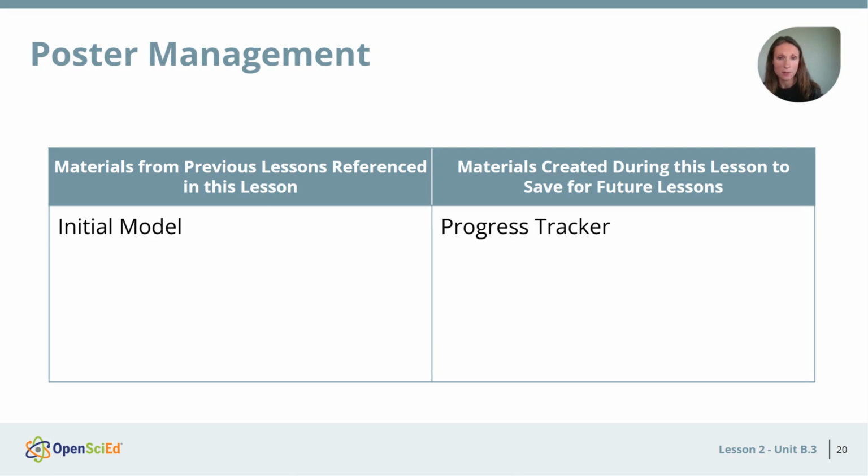Finally, for poster management, you'll want to have your initial class consensus model from Lesson 1 available to revise at the end of this lesson. In addition, students will be starting their progress trackers. This is something they will be updating throughout the unit, so you'll want to make sure that students put them in a safe place that they can find quickly and easily. I like to have my students tape their progress trackers into their notebooks on the first page for the unit.